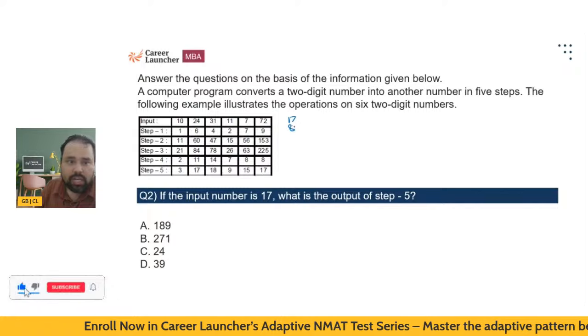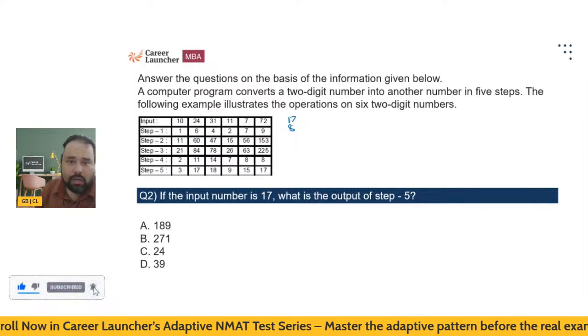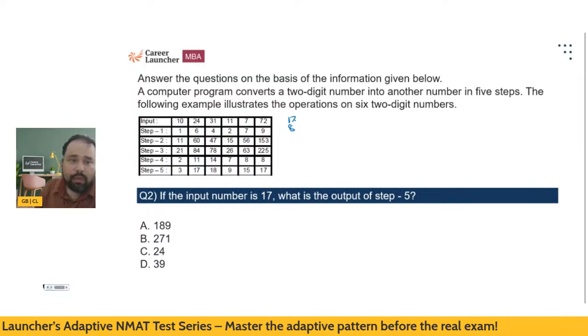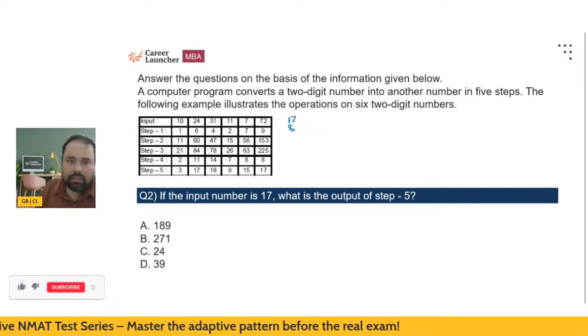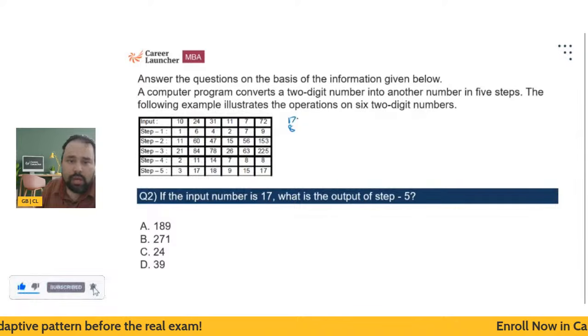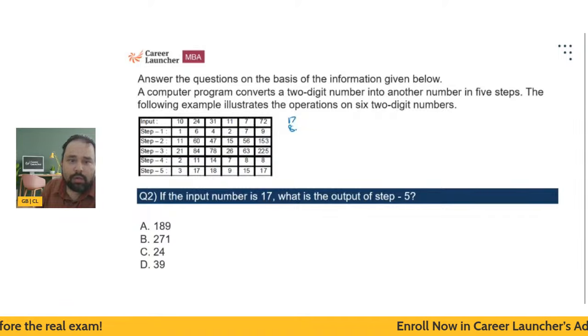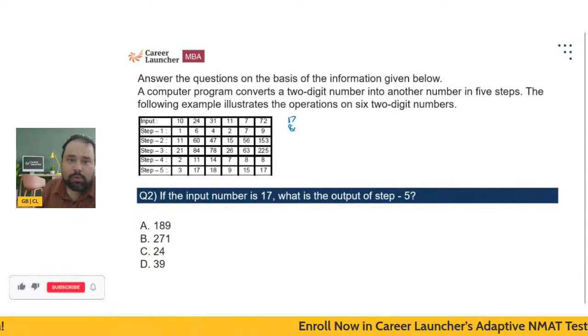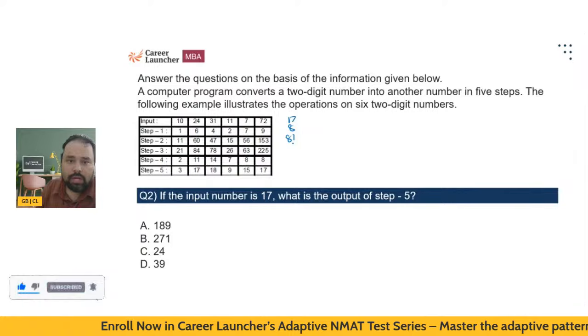Sum of digits 8 हो जाएगा. Step 2 क्या होगा? अब स्टेप 2 में हम लोग ने क्या किया था? If you remember, we had written it here. स्टेप 2 बेसिकली was input plus step 1 whole square. So 17 plus step 1 whole square will be 17 plus 64, which is 81, right?